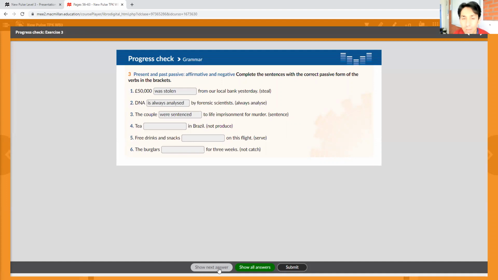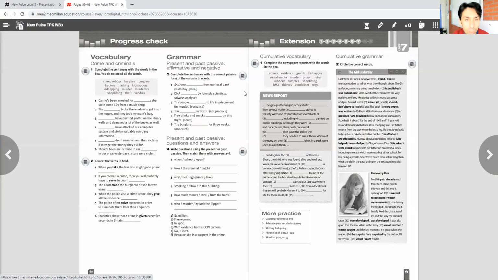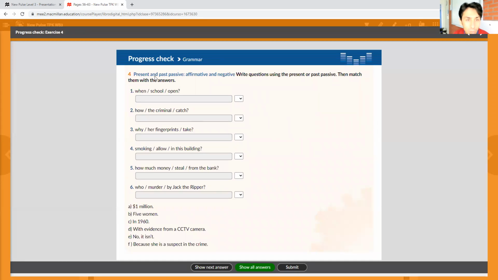Three, was sentenced. This is past passive again. Four, isn't produced. This is present passive. And five, are served. Present passive. And last one, the burglars weren't caught. This is past passive. And exercise three and four is our last exercise. Present and past passive, affirmative and negative.